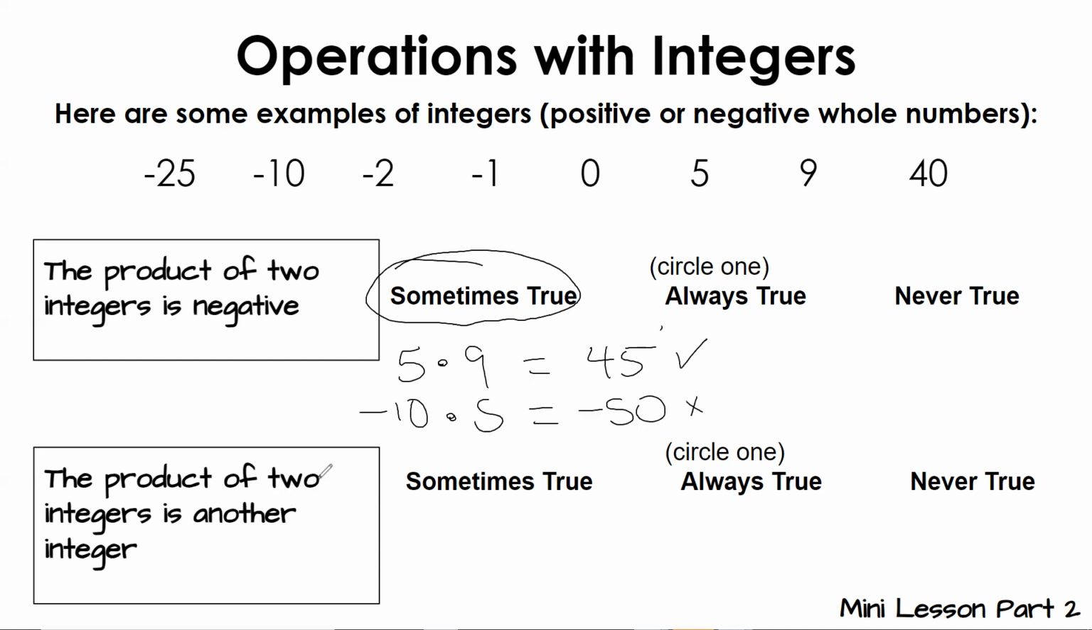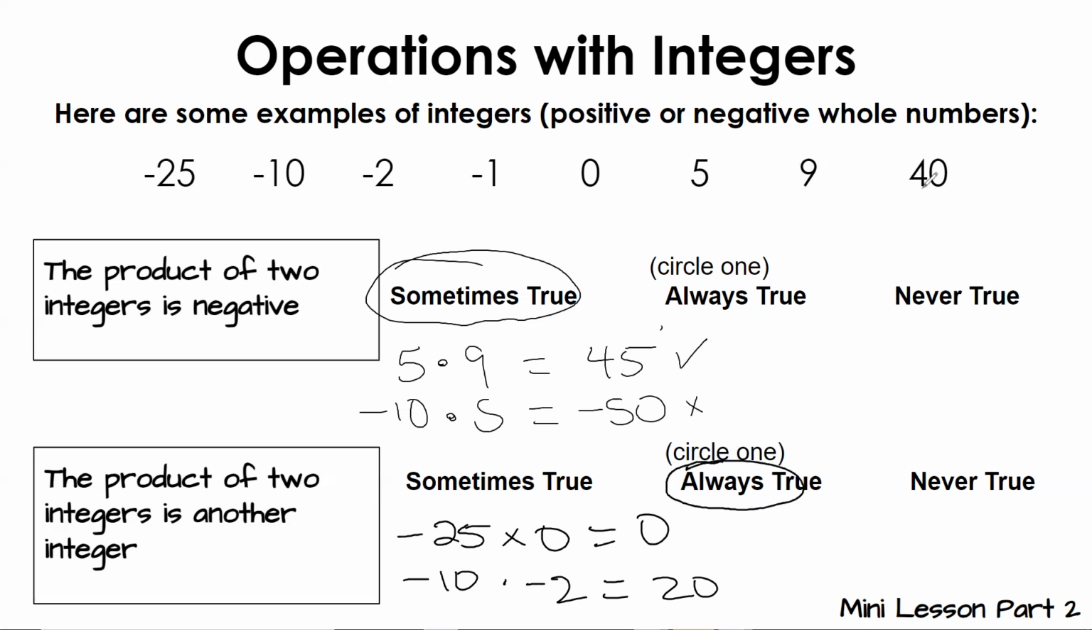Okay. On the next one, the product of two integers is another integer. So if I take, let's say, negative 25, and I multiply it times 0, what would I get? 0. Can you give me another one? What if we did negative 10 times negative 2? What does that give me? A negative times a negative is 20, right? Is that an integer? Yeah. So that's going to be always true.